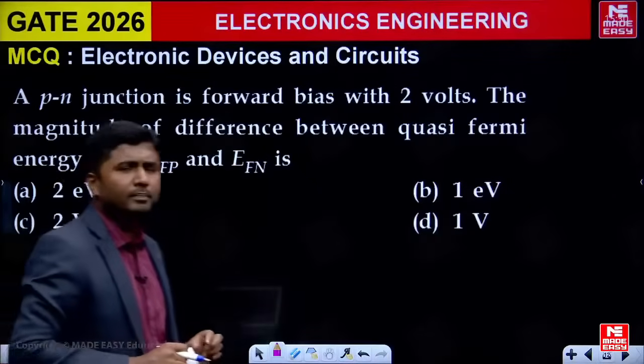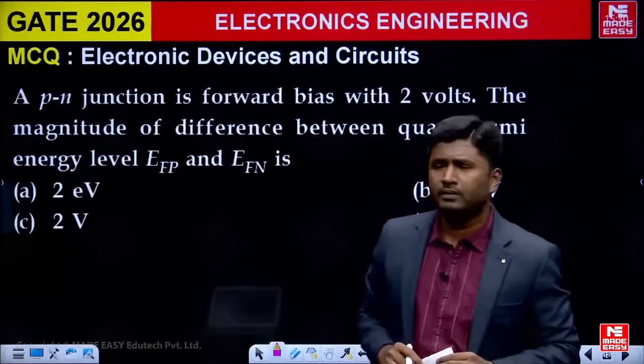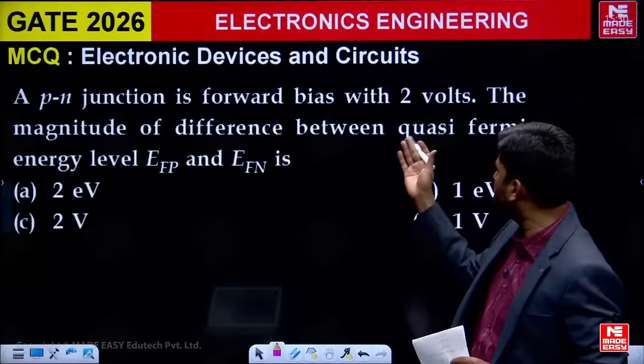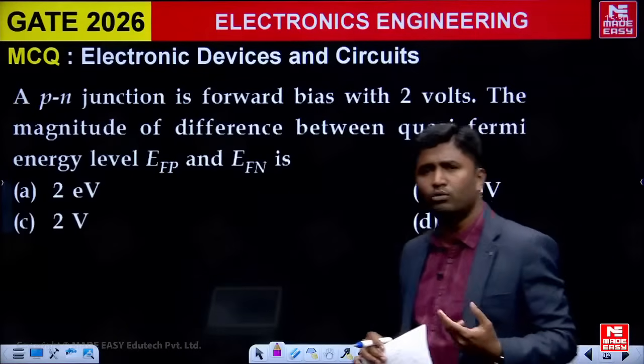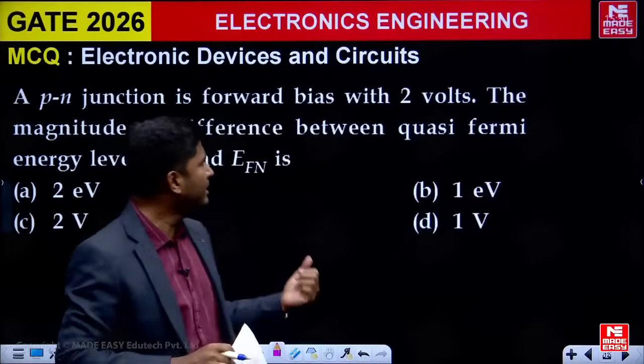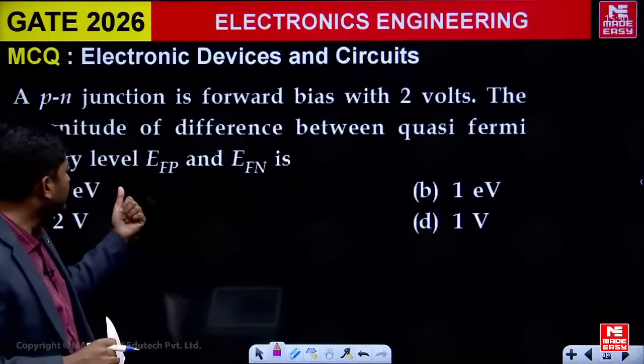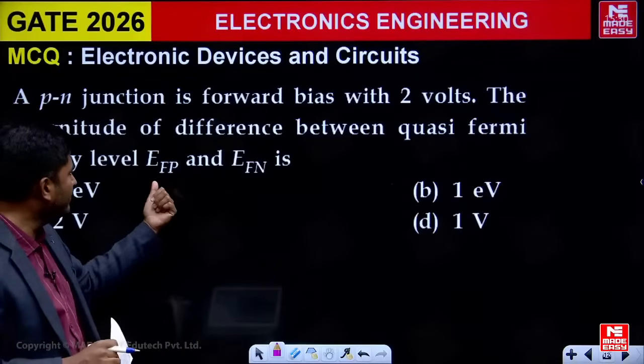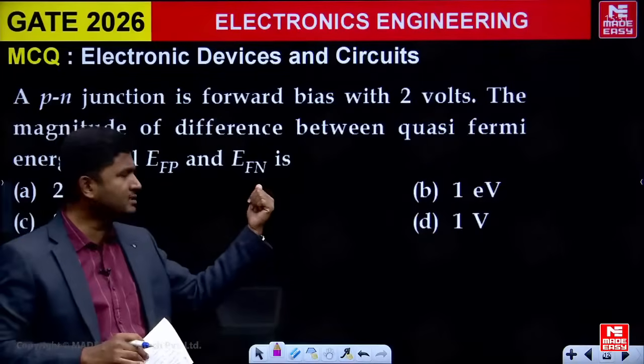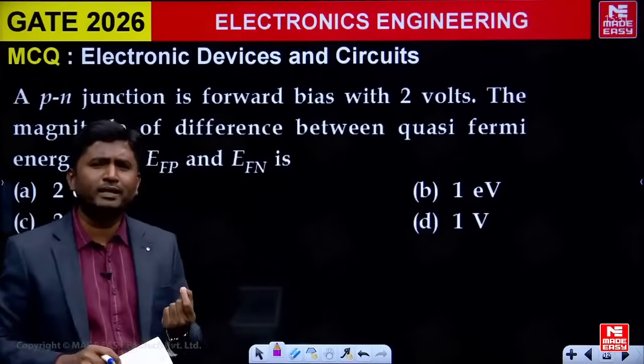This is based on PN junction diode. There is a PN junction with a forward bias of 2 volt. Then what will be the magnitude of the difference between the quasi Fermi levels EFP and EFN? Okay, the Fermi level of the P side and the Fermi level of the N side. This is simply a property based question.